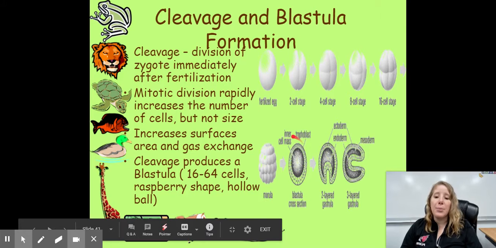Eventually you're going to get a blastula. A blastula is between 16 and 64 cells, and it is a raspberry-esque shape. It's hollow in the center. So all these cells have come together, and they have that hollow center. So that's a blastula.